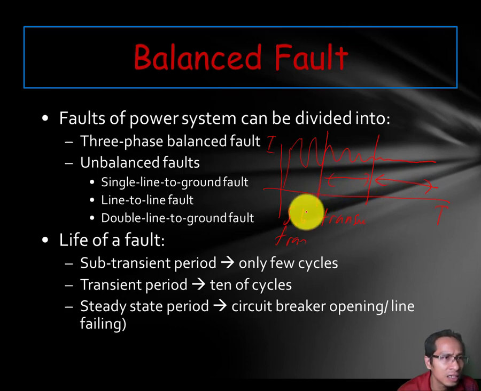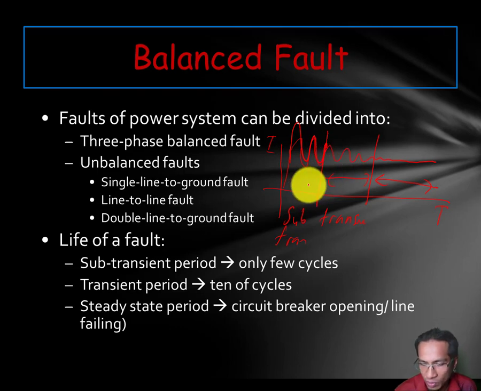So during the first few cycles, the fault current is very high. It jumps very high and then starts dropping for a few cycles. The fault current reduces during the transient period, and then in the steady state, the fault current will become steady in magnitude. So this is the life of faults.